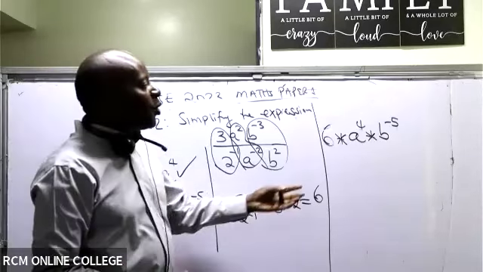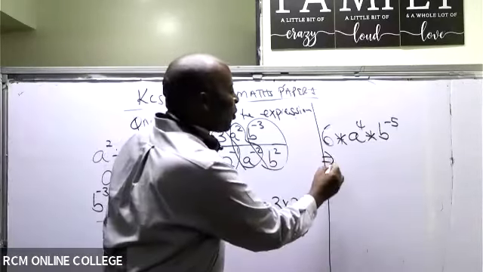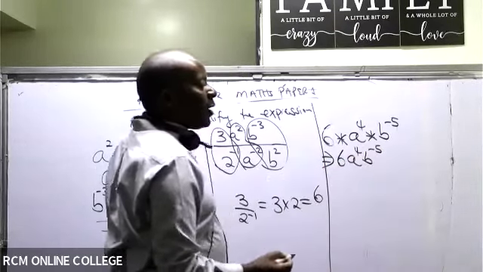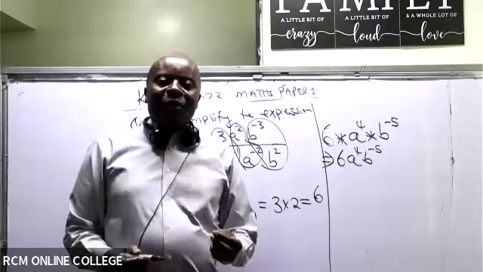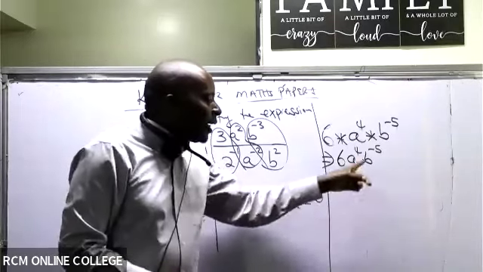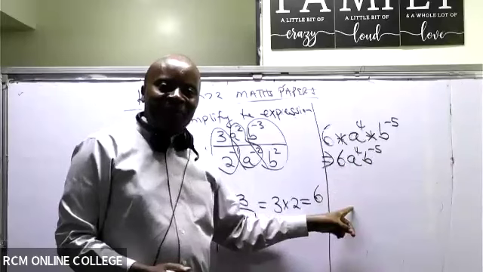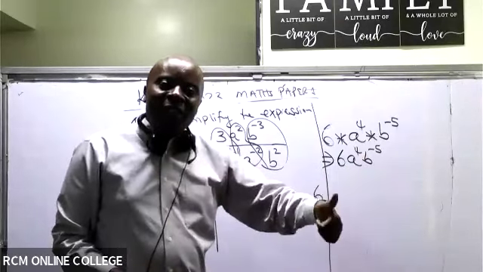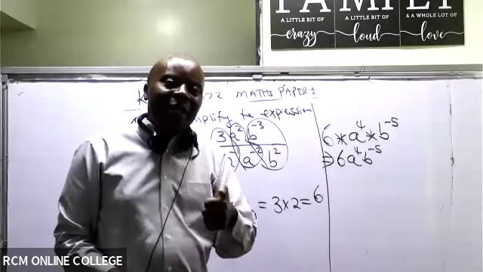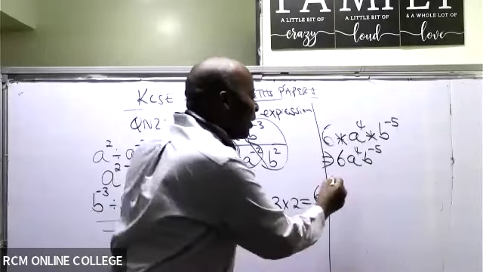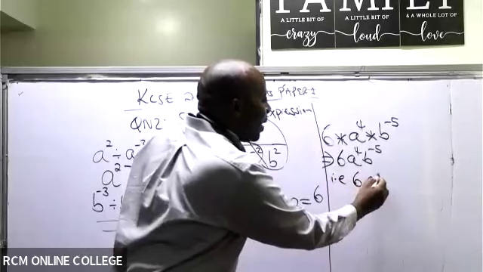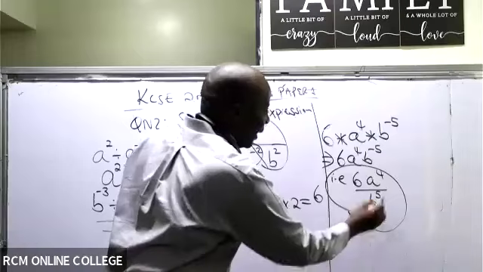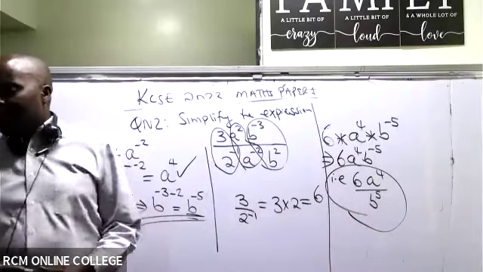So this basically means that the correct answer is 6A raised to 4, B raised to negative 5. Again, I can play with the mind of the examiner. I can take this B down to be part of the denominator. The only thing I need to do is deny it the bar. So it will be 6A raised to 4 all over B raised to power 5. This is the final answer.